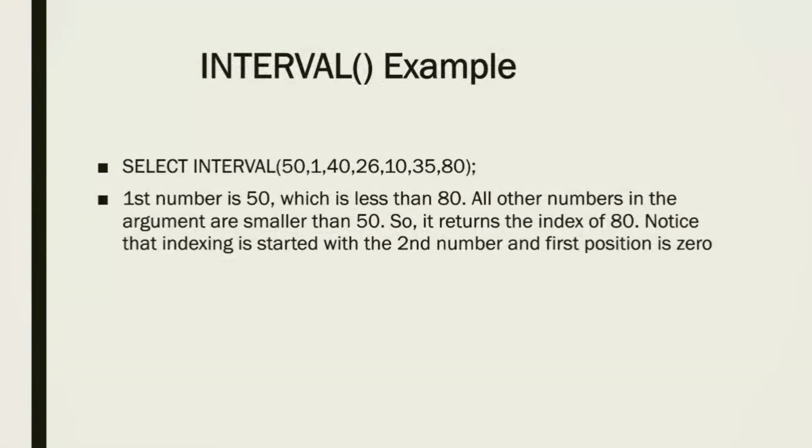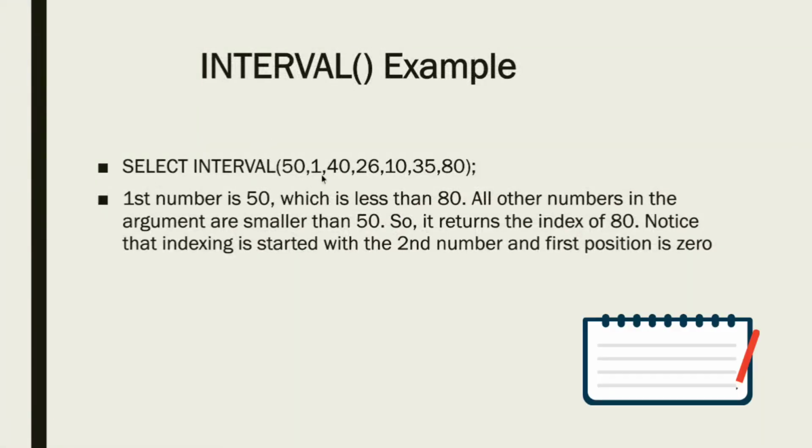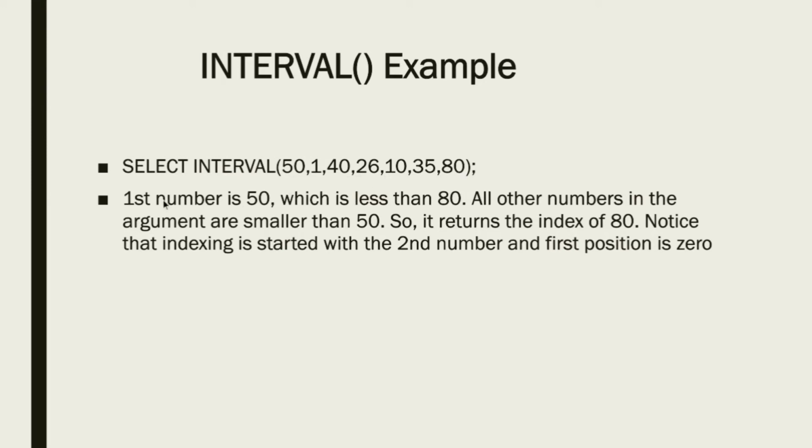So interval. Select interval 50, 1, 40, 26, 10, 35 and 80. Here the first number is 50. Which is less than 80? 80 is the last number. So all numbers in the argument are smaller than 50.